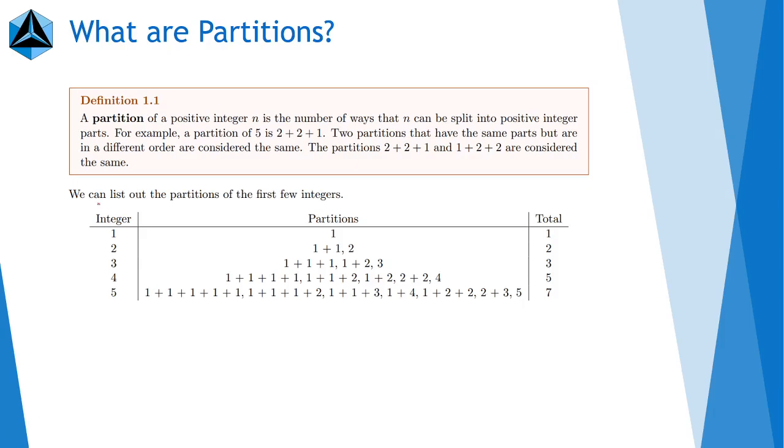So alright, here are the partitions of the first 5 integers. As you can see, we have one partition for 1, 2 partitions for 2, 3 for 3, 5 for 4, 7 for 5. There actually won't be much of a pattern to this, so there's no clear-cut formula, but we're going to derive a generating function for this in the next slides.